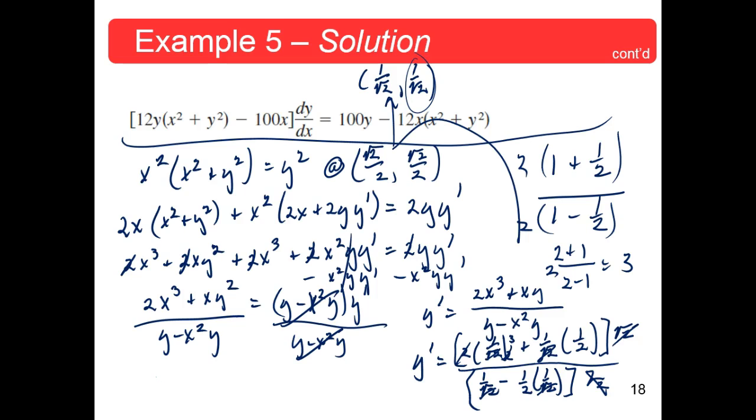So what do we do with the slope? We have the slope, we have a point. What is the equation of the tangent line? How do you get that? Y minus y sub 1, which is your 1 over root 2, or root 2 over 2, I don't know which one to use here, is equal to your slope, which is 3 times x minus 1 over root 2.